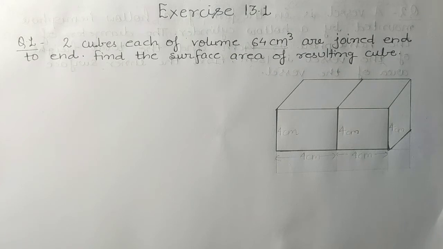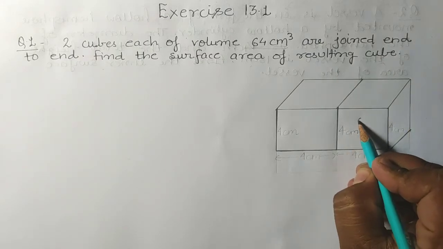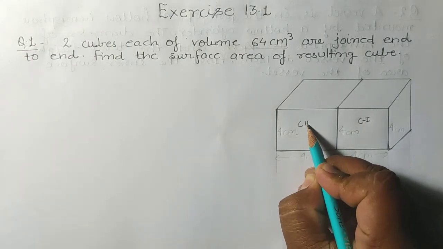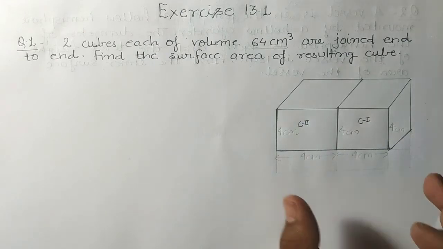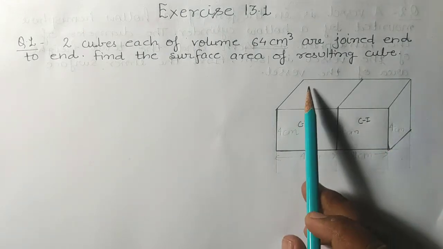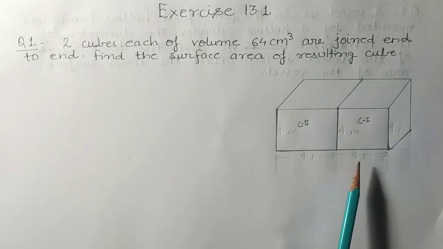Okay, so if we think about the statement that two cubes are joined, the figure will be like this. Suppose this is cube 1 and this is cube 2, and both the cubes are joined. Then the whole figure will be like this. Now if two cubes are joining, what solid will form? The solid formed is a cuboid.